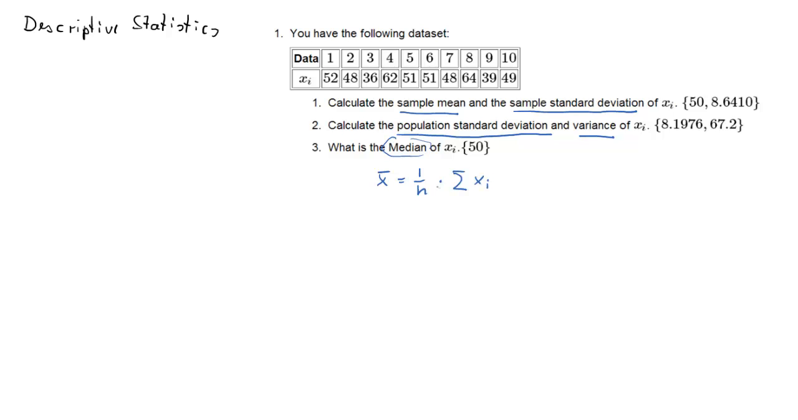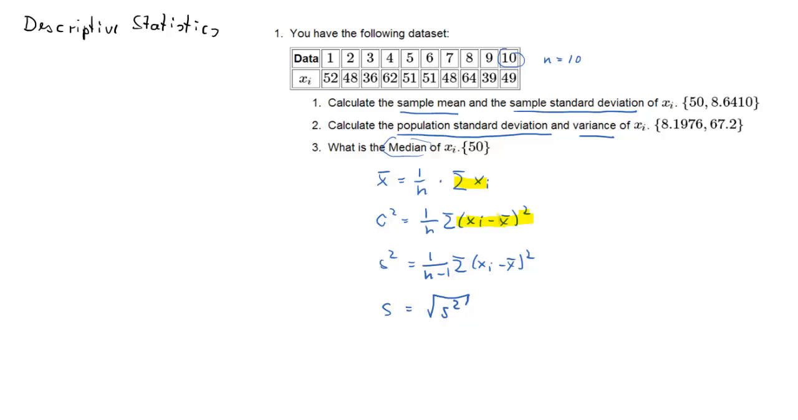Sample mean is the sum of all xi divided by n. Then the standard deviations are of course just square roots of the variances. So let's look at the variance first. Population variance is the sum of xi minus x bar squared divided by n, and the sample variance is the same sum but then divided by n minus 1. And the standard deviation is just the square root of the variance.